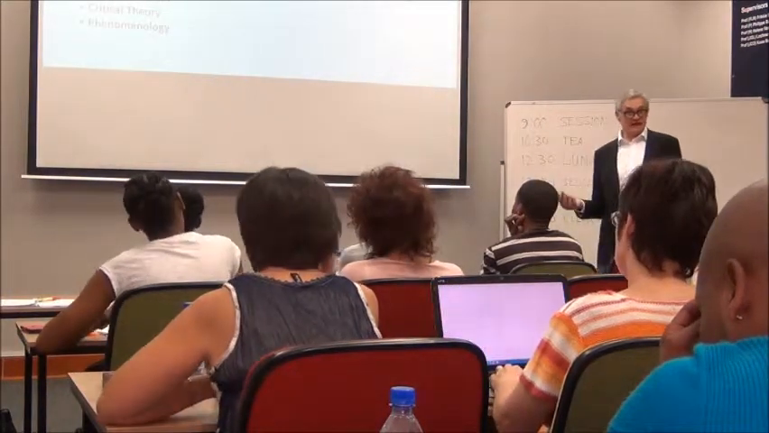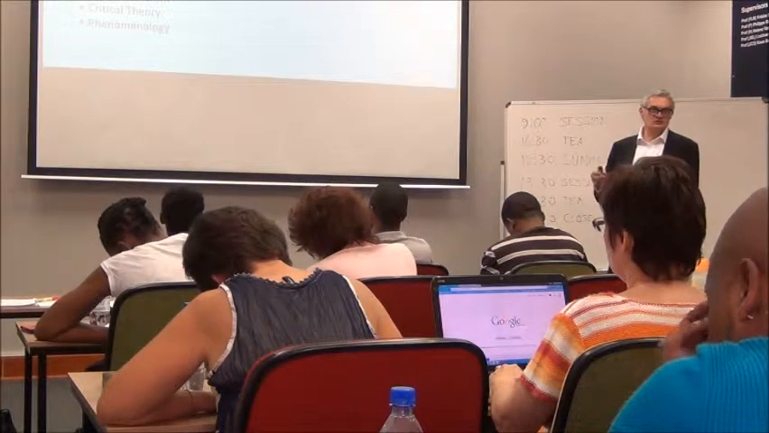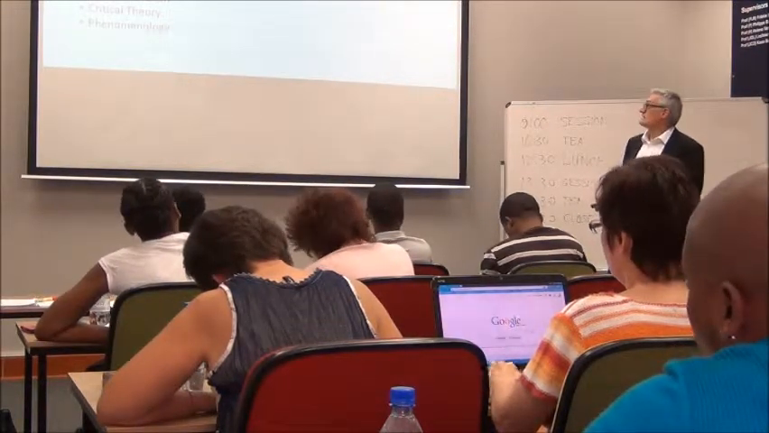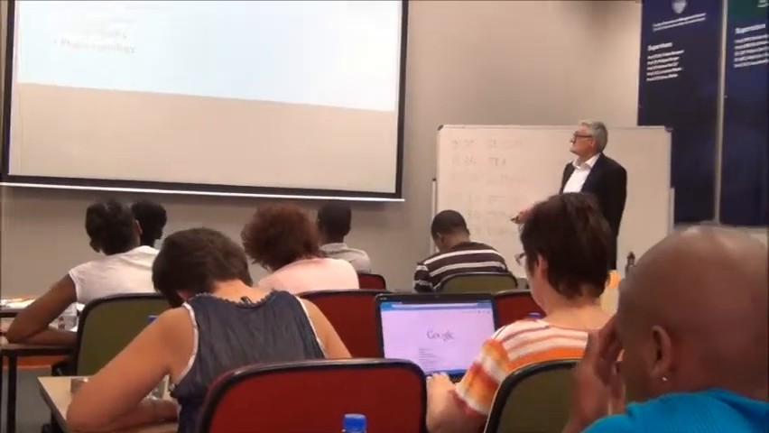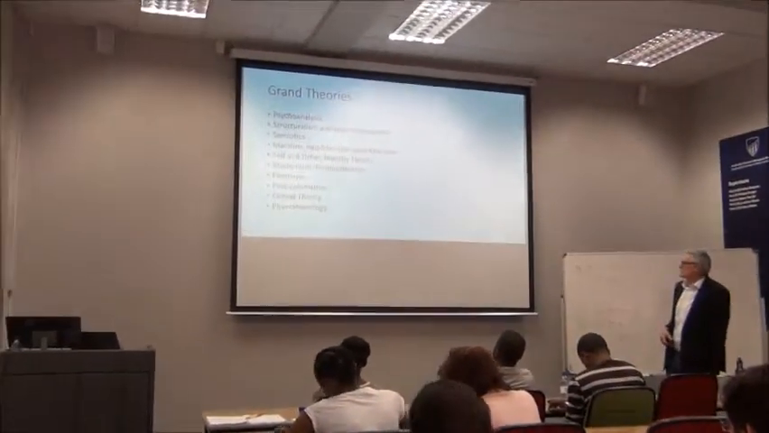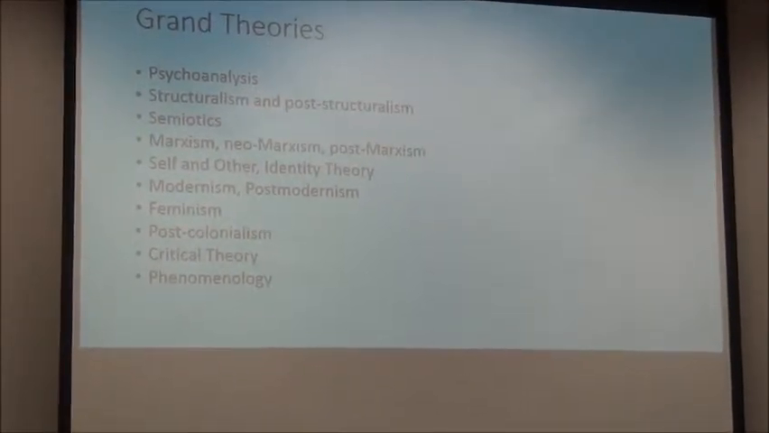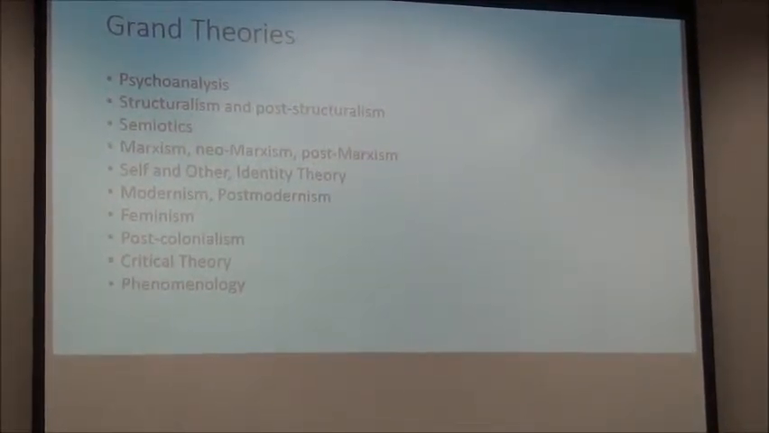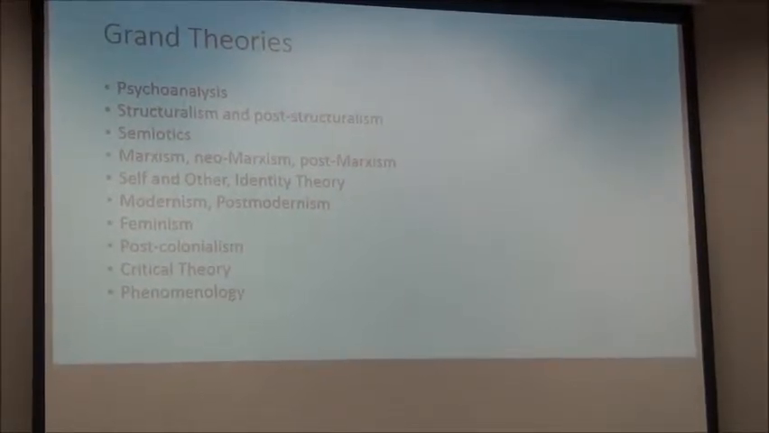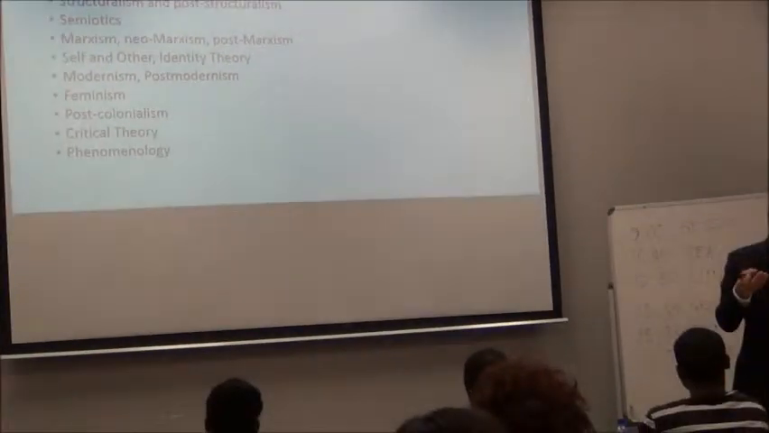Okay, so here are examples of grand theories. This is sort of like a list, and it does change. Sometimes one or two get added, but there are psychoanalysis, structuralism, post-structuralism, semiotics, Marxism, new Marxism, post-Marxism, self-identity theory, modernism, post-modernism, feminism, post-colonialism, critical theory, phenomenology. And nowadays there's even a movement to say the grand theory is critical theory and all the others are just underneath it. Okay, so critical theory is now the new orthodoxy. That's the big umbrella one, and the others are subsumed under that. So there's a strong movement to say that.